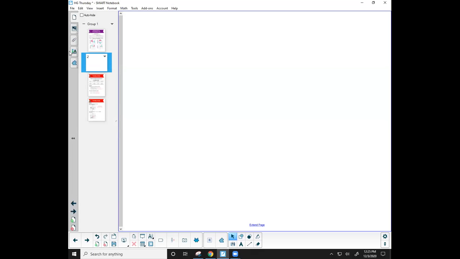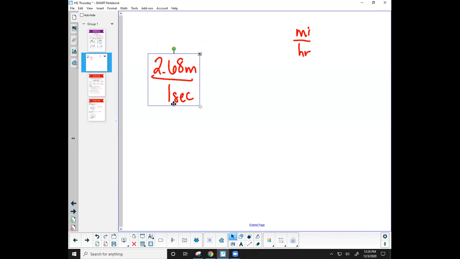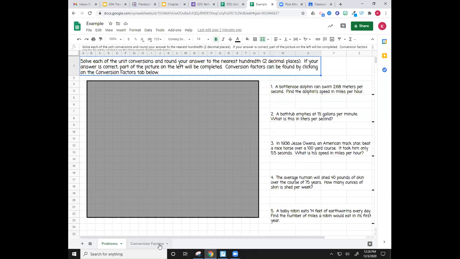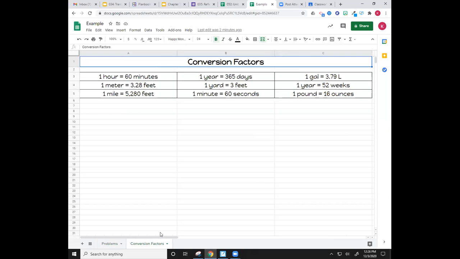All right, so we have 2.68 meters in, what did it say? I'm sorry, 1 second. We want to go to miles per hour. That's where we want to get to, right? All right, so let's think about our conversions. So let's deal with the meters first. We want to go from meters to miles. So if we want to go from meters to miles, let's think about these conversions.